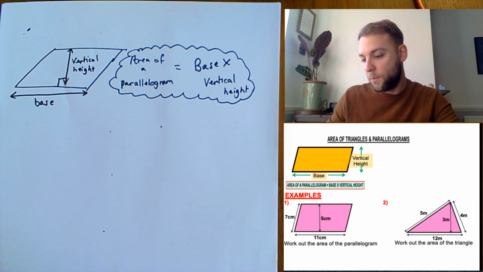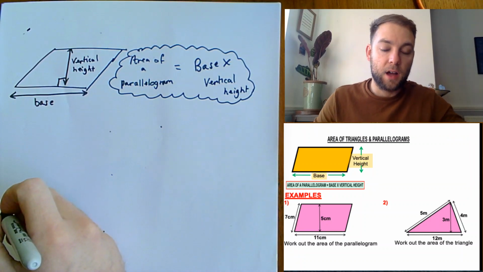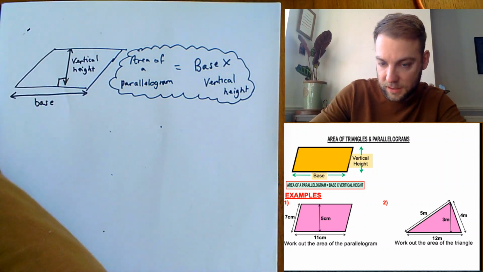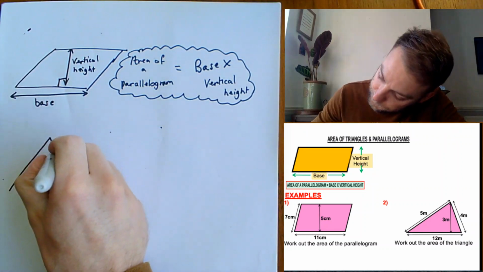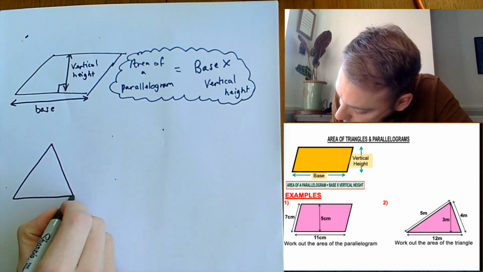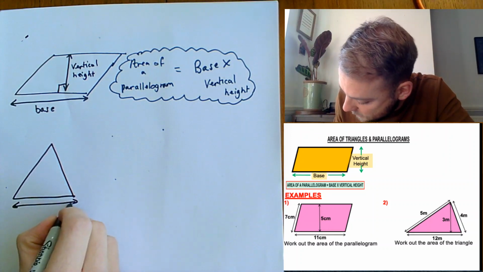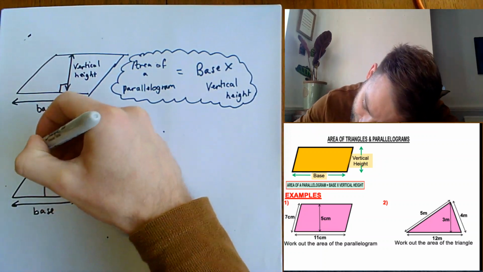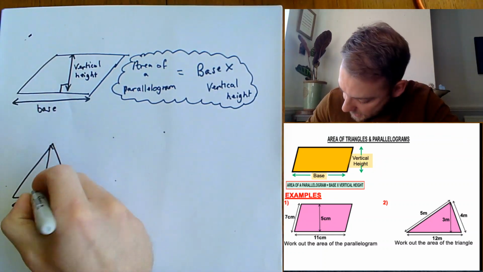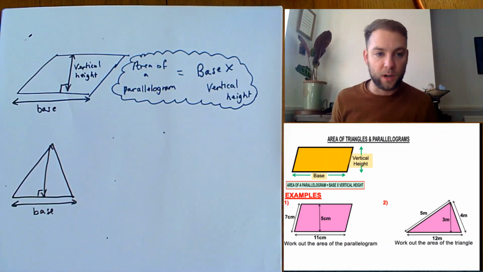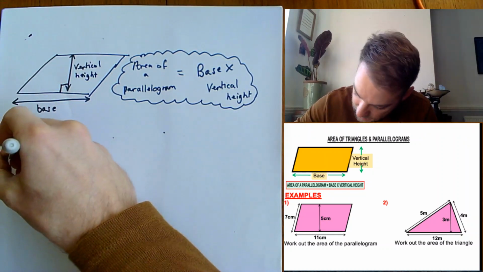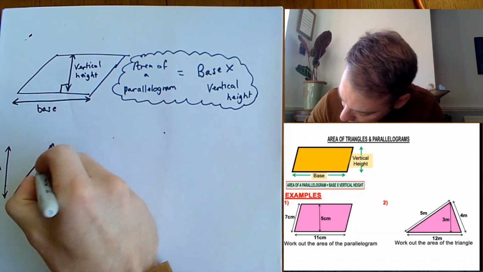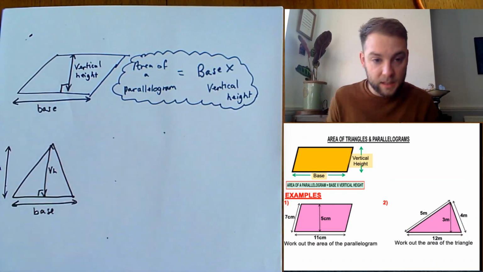So, now we need to think about a triangle. So with a triangle, again, we ignore the slanted sides. Again, it's going to be the base, which is this one here. It has to be a right angle there. So again, it's the vertical height. This could be inside or it could be outside. The vertical height there, the vertical height there.